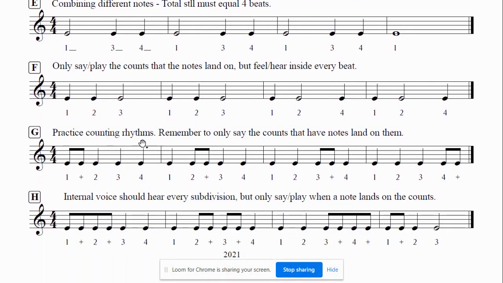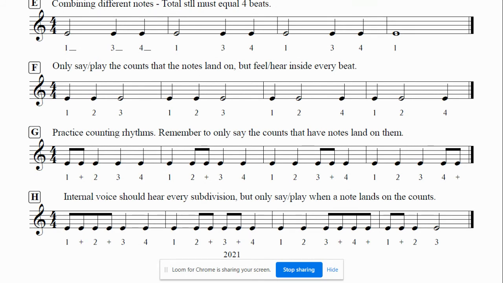Practice your counting. Remember, only say the counts that have notes that land on them. This one lands in between the beat or on one of the inner beats, the and. Here we go. Line G. 2 and 3 and go. 1 and 2, 3, 4. 1, 2 and 3, 4. 1, 2, 3 and 4. 1, 2, 3, 4 and.